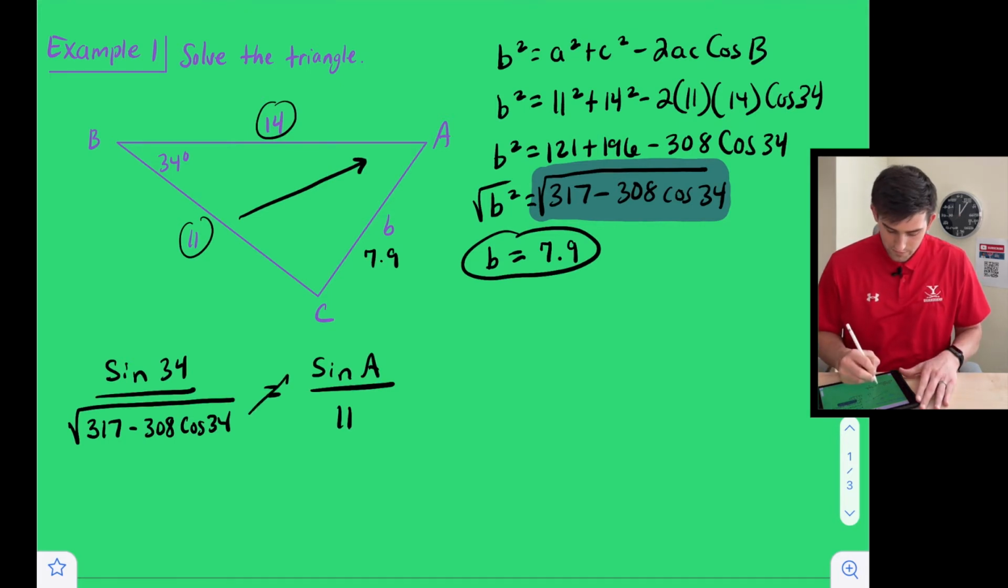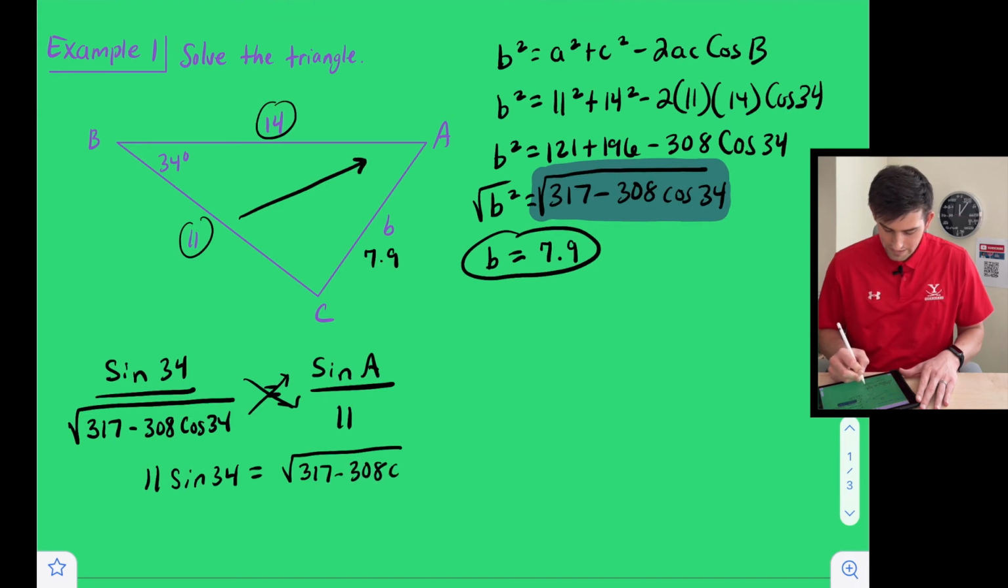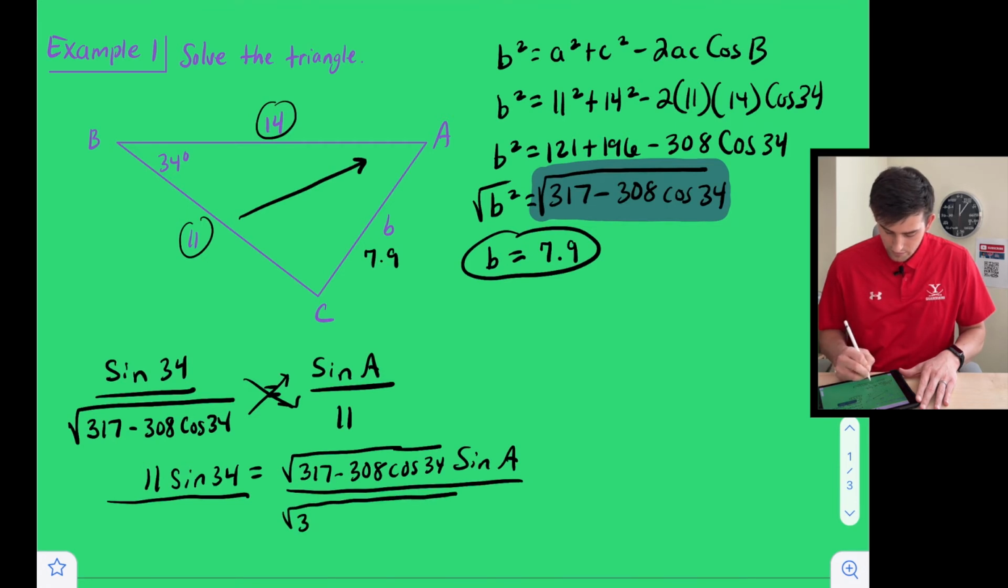Now let's cross multiply. So we get 11 sine 34 equals square root 317 minus 308 cosine 34 times sine of A. And we're going to divide both sides here by the square root of 317 minus 308 cosine 34 to get our angle A.